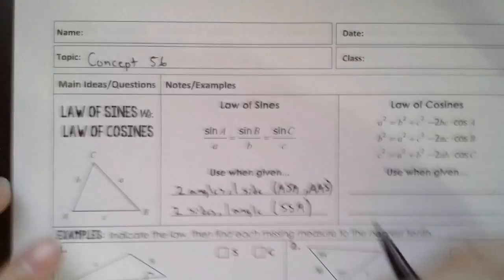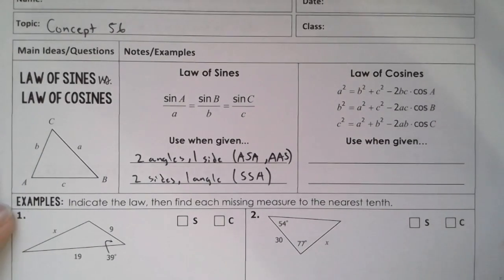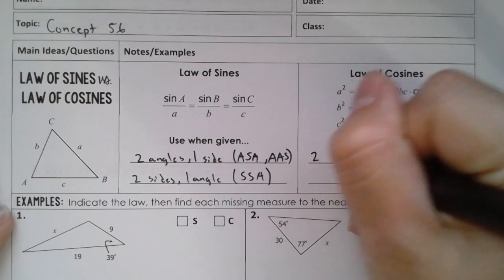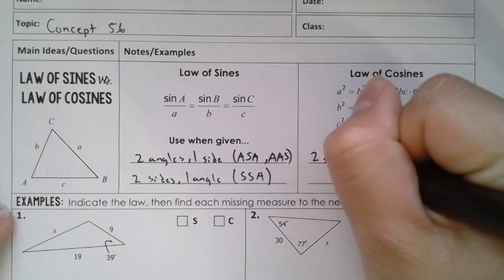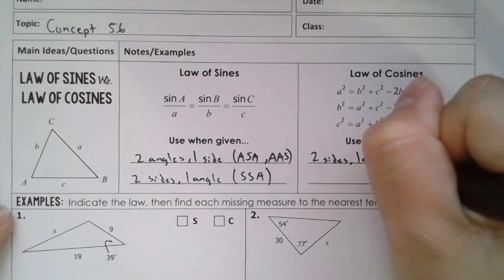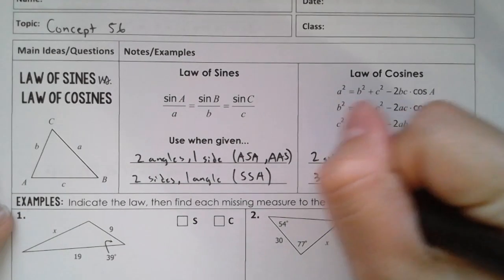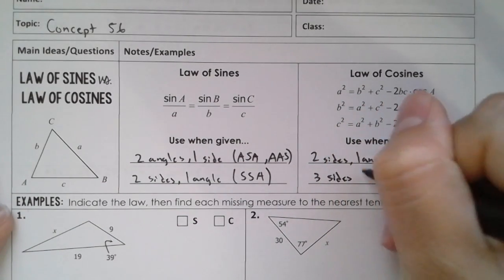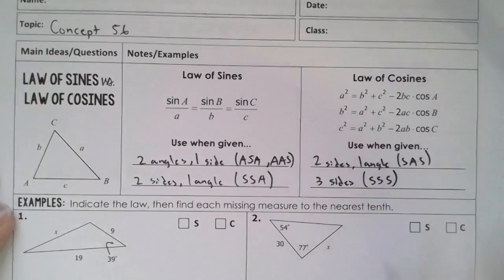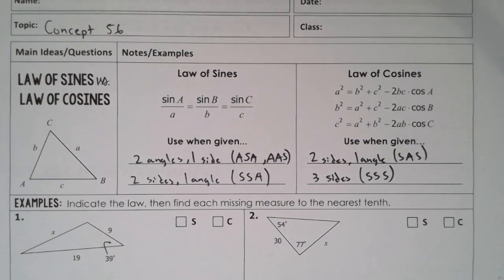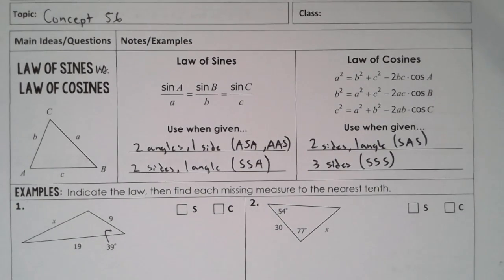When do you use law of cosines? You use this one when you have two sides and one angle. We call this one side angle side. And then when you were given all three sides, this one was side side side. So it says indicate the law, then find each missing measure to the nearest tenth.